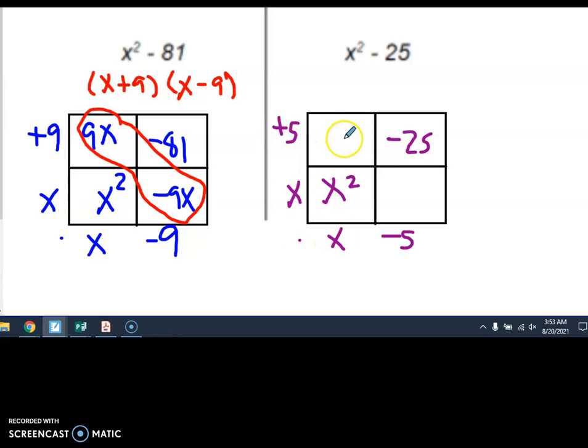Take 5 times the x, here I'm going to get 5x. If I take 5 times negative 5, I get negative 5x here. Because one of them is a positive and the other one is a negative, when I add those x terms together, I'm going to get that 0 again, just like I did over here. So the two factors are x plus 5 and x minus 5. Again, this is another example of a conjugate.